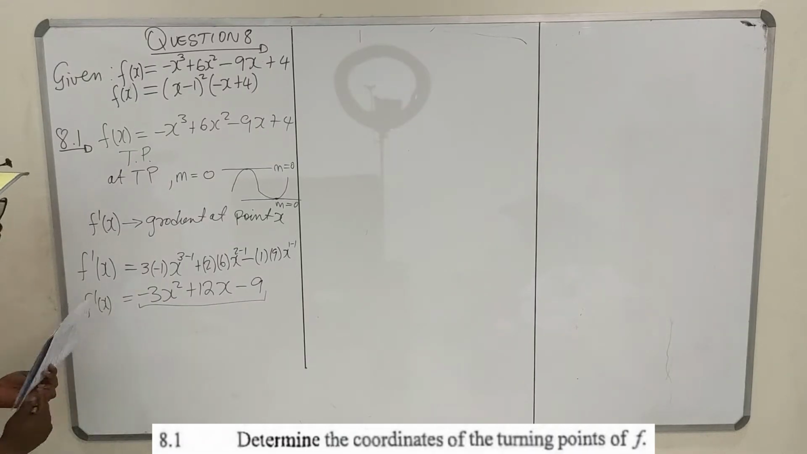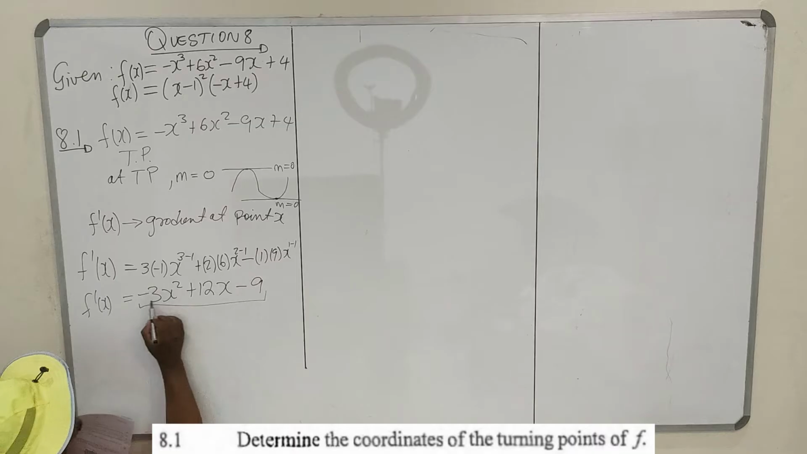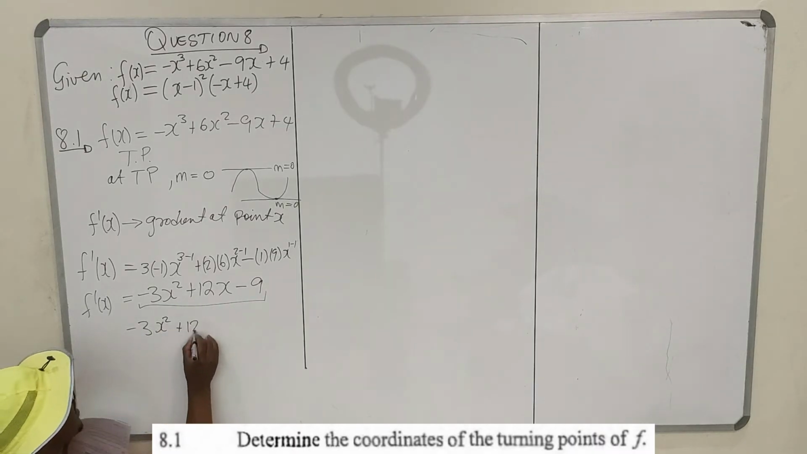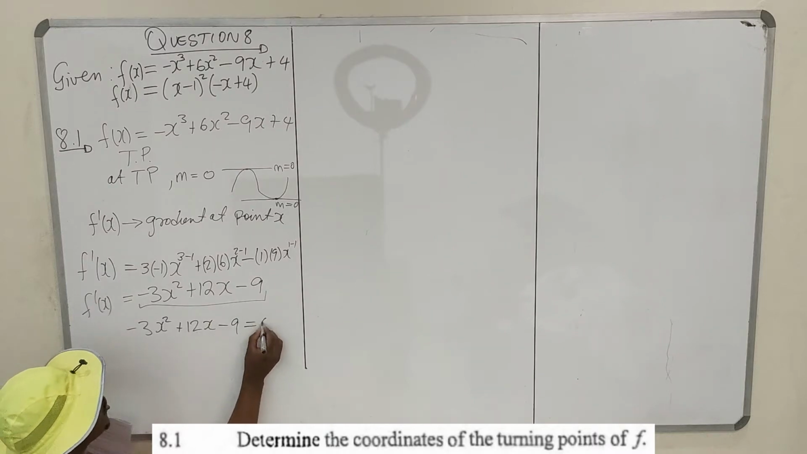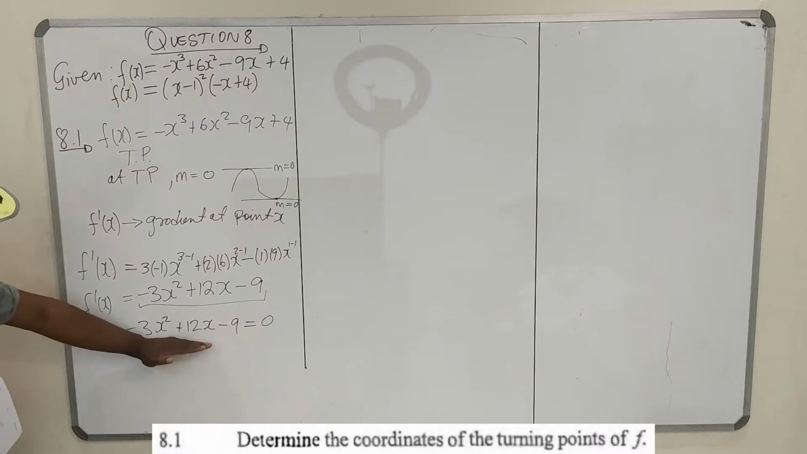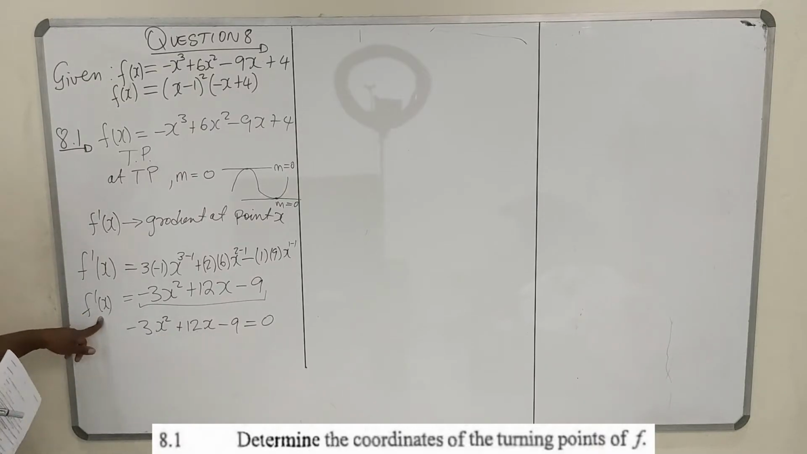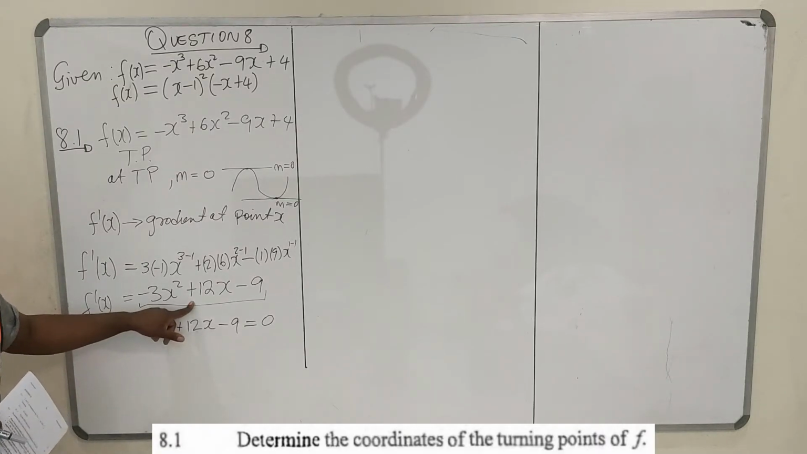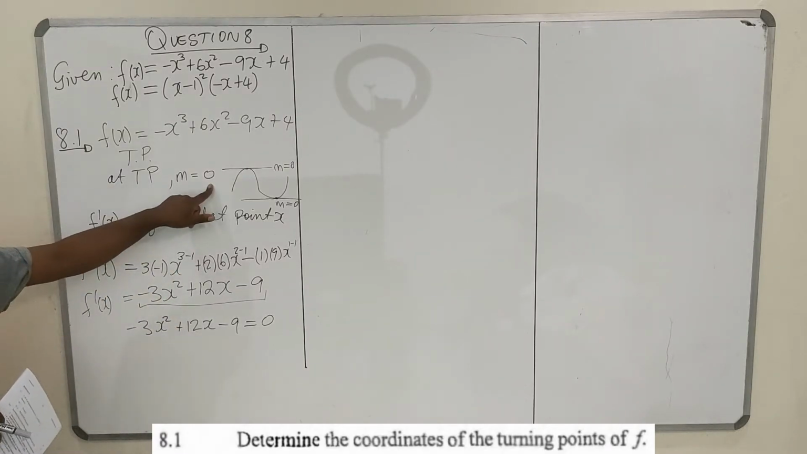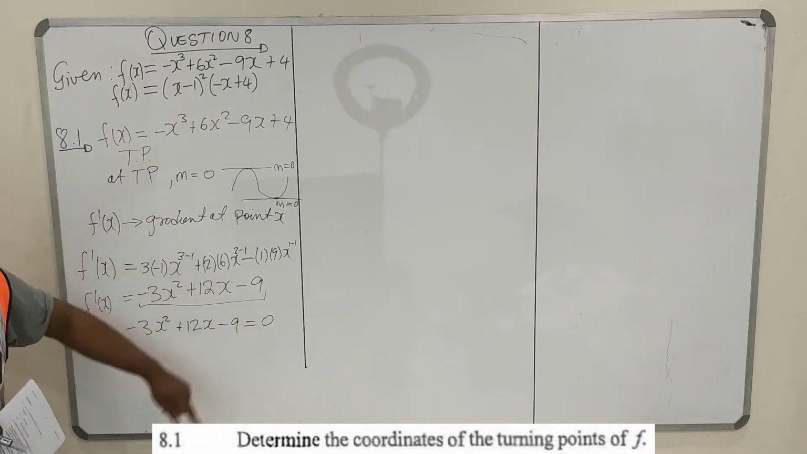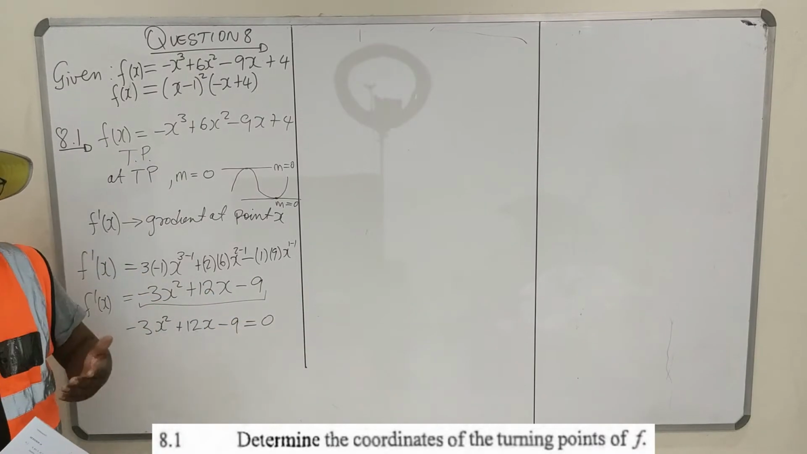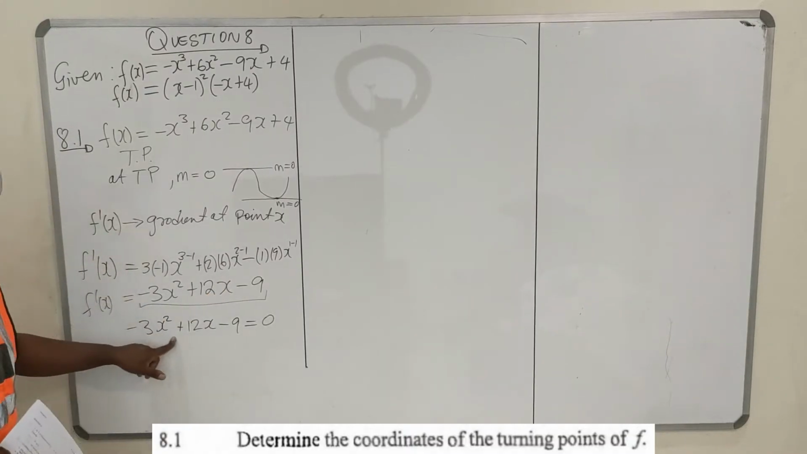So what do we say? We know that the value of this thing, which is minus 3x squared plus 12x minus 9, should be 0 at the turning points. Because f prime is the gradient at a point, and at our points of interest, the turning points, the gradient is 0. Which means the whole thing should be 0. So we want to know what are those points that give us the gradient of 0.